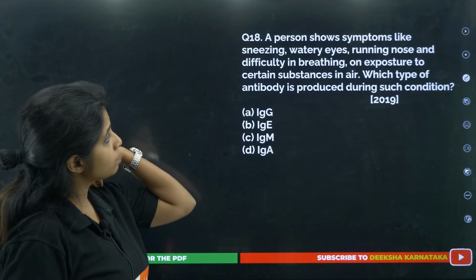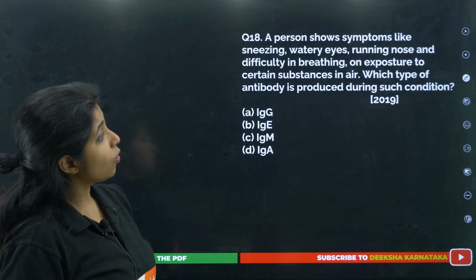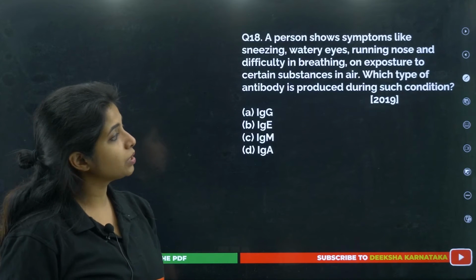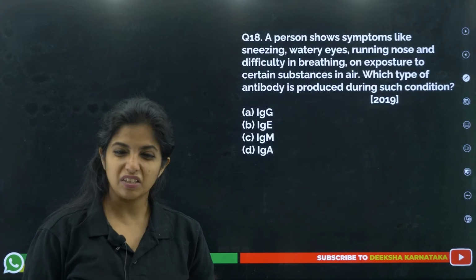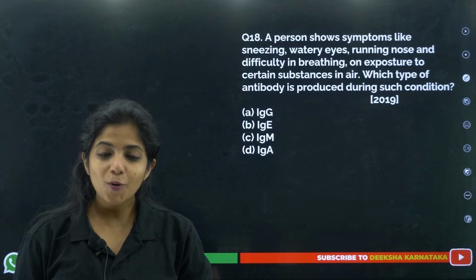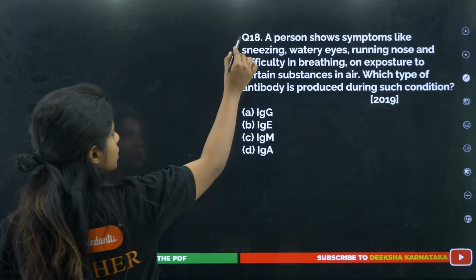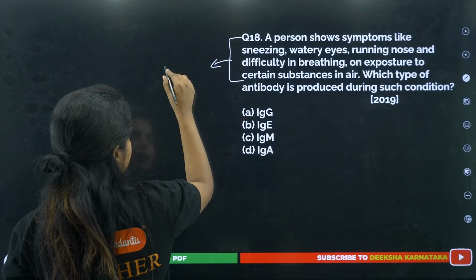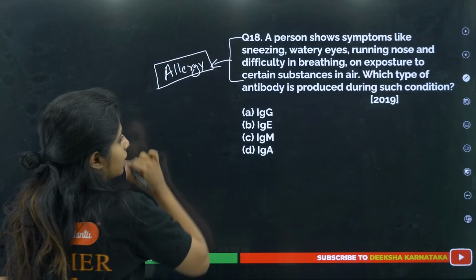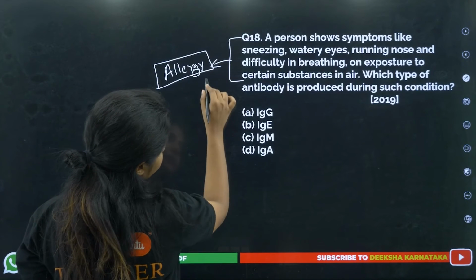A person shows symptoms like sneezing, watery eyes, running nose and difficulty in breathing on exposure to certain substances in air. Which type of antibody is produced during such condition? So over here they are sneezing, they are finding difficulty in breathing, watery eyes is there. What type of antibody is being produced? First thing, you have to recognize what type of condition it is showing. It is showing that the person is allergic to something. We have allergy, and in allergy, which antibody will be there? IgE.